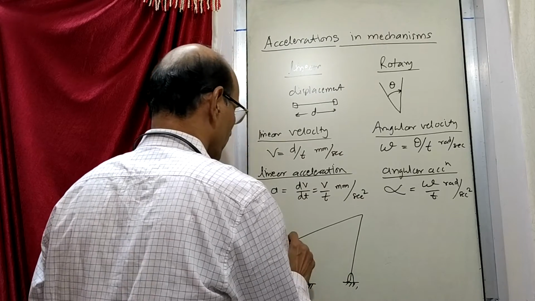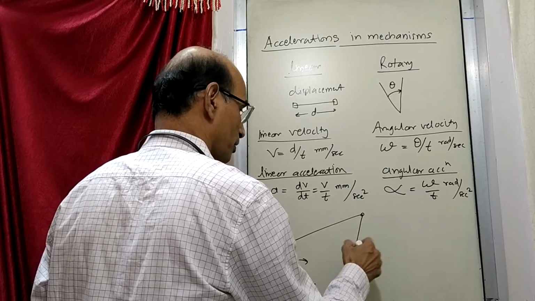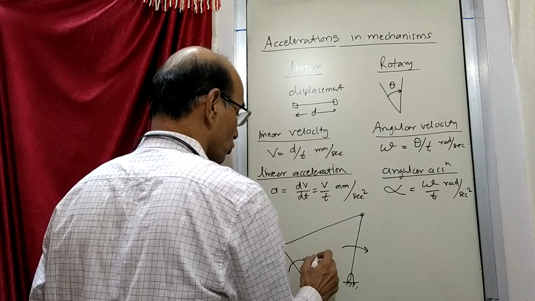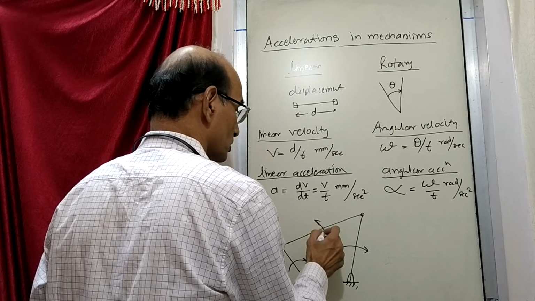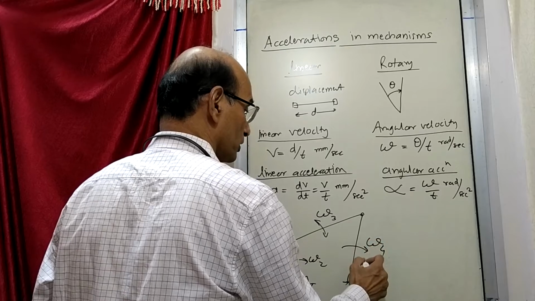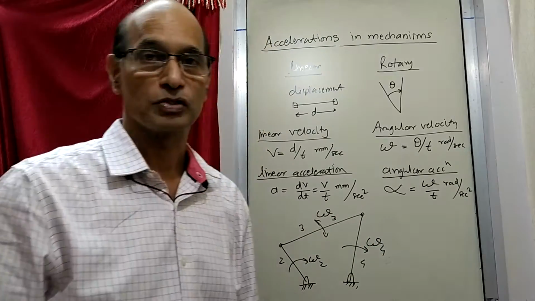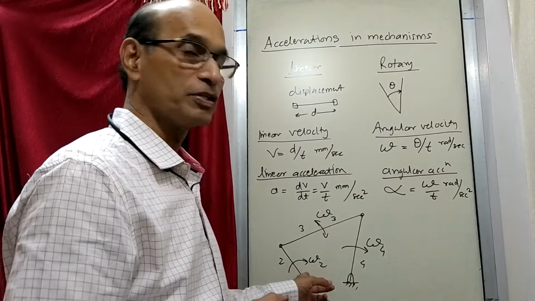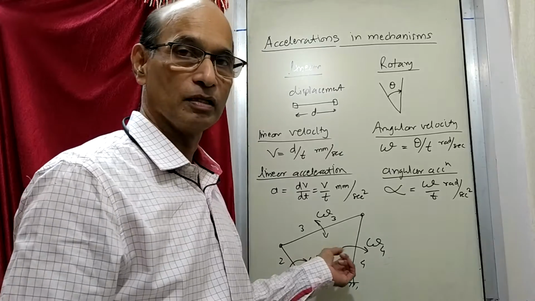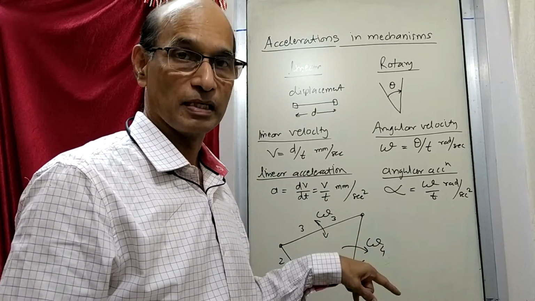Example. Now we know that there is one link which rotates like this. Because of that, other links also rotate, and we have seen that this becomes omega 2. This also has a certain angular velocity, we call it omega 3. This is omega 4 because this is link number 4, this is link number 3. So all these links have their own angular velocities. Now if these angular velocities are constant, then there will not be any acceleration in the links. But if the angular velocity changes, then there will be acceleration.